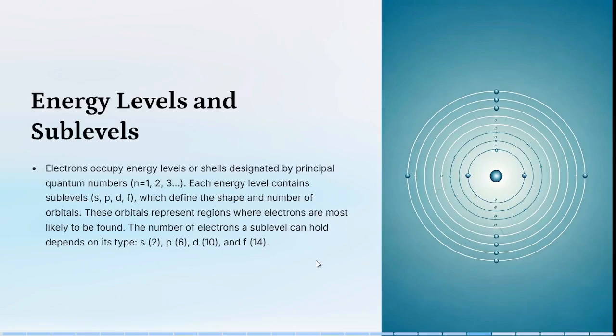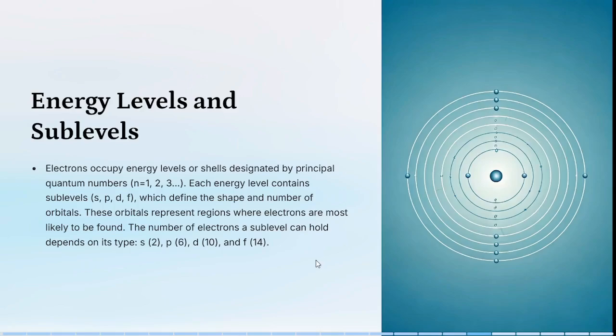Electrons occupy energy levels or shells. When you hear the word energy levels, they're talking about the different electron shells where electrons are found. These shells are designated by a principal quantum number, usually an integer represented with the letter n, and it could be 1, 2, 3, 4. Each of these energy levels contains individual sub-levels, which are always S, P, D, and F. These sub-levels define the shape and the number of orbitals present in each energy level. These orbitals represent regions where electrons are most likely to be found, as we said earlier.